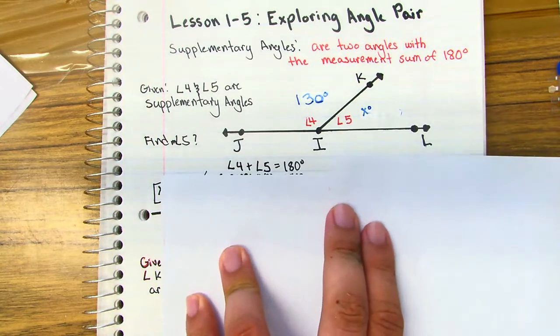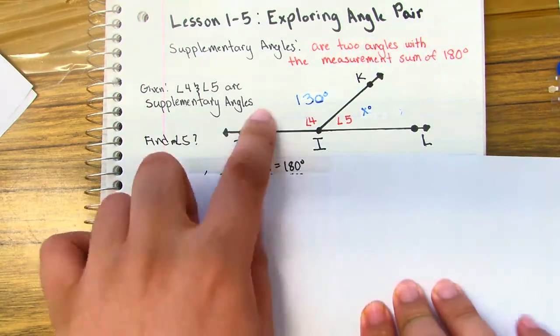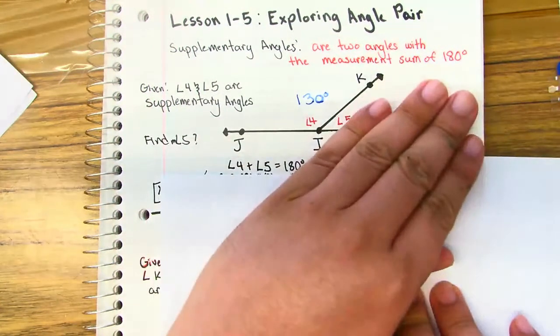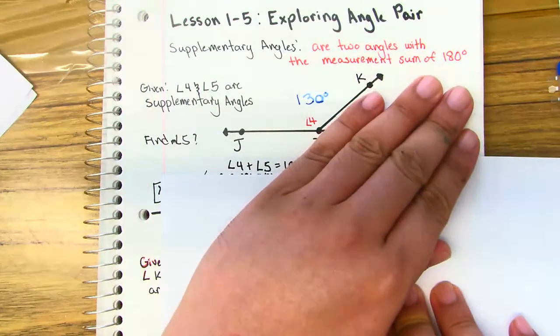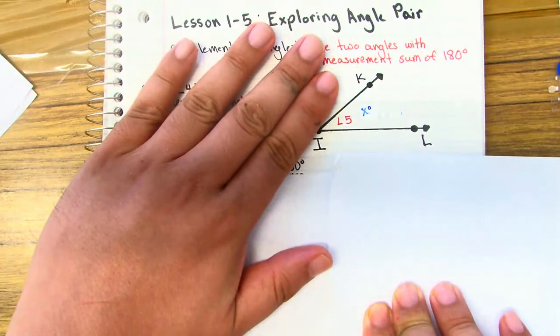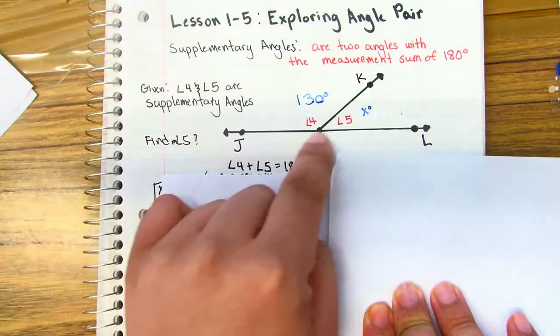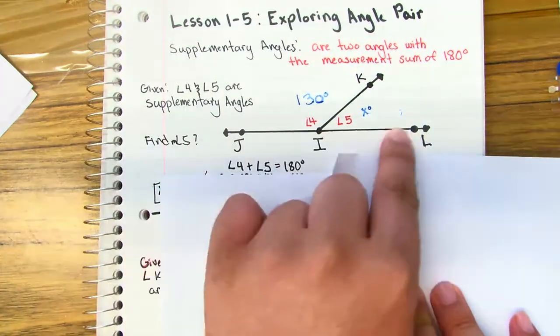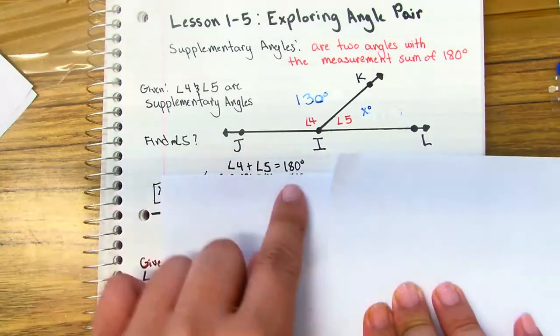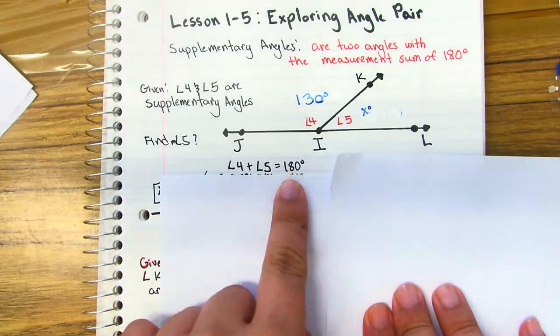Okay. So now we write down the equation. When we add angle 4 and the adjacent angle of angle 5, we know that the total will equal a straight angle. See a straight angle here? And we know the straight angle will equal 180.